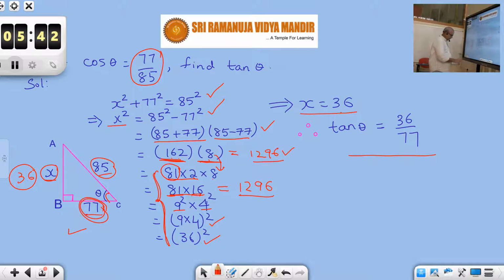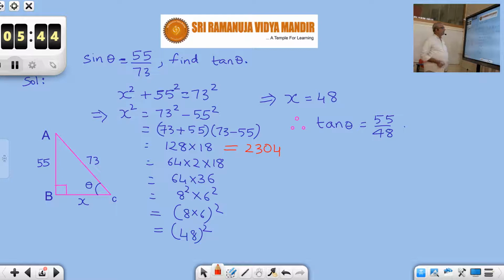Next, sin theta is 55 by 73. Find tan theta. So here in this diagram, sin theta 55 by 73. 55 is opposite side, 73 is hypotenuse. Let the adjacent side be x. Pythagoras theorem. X square plus 55 square is equal to 73 square. So x square is equal to 73 square minus 55 square.